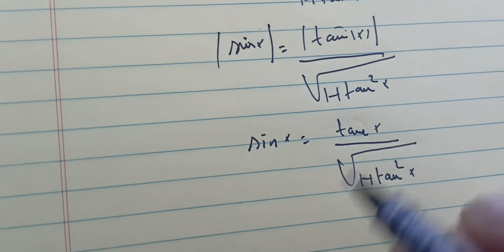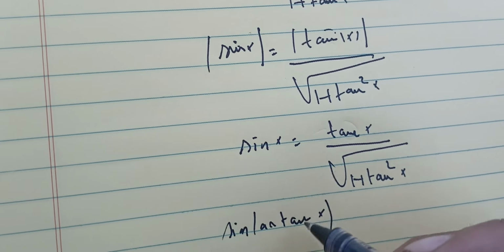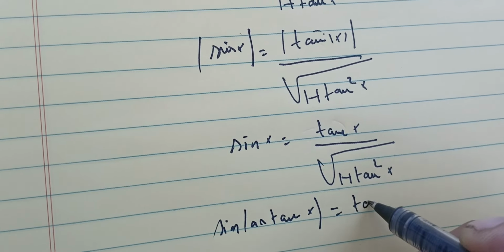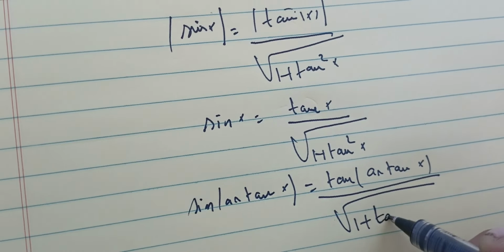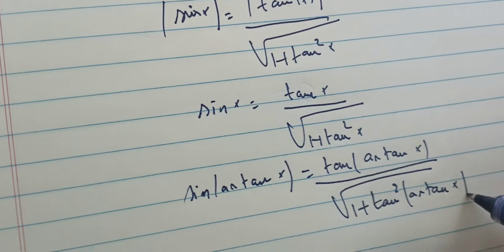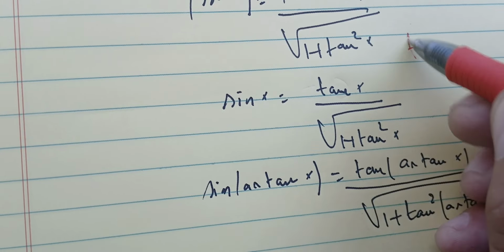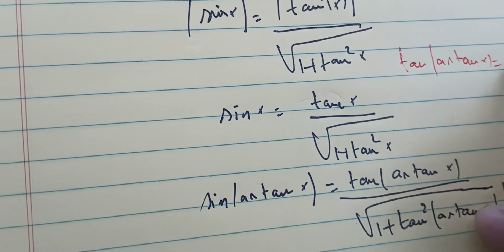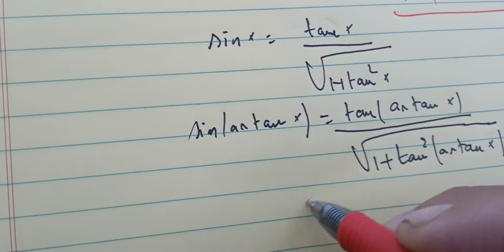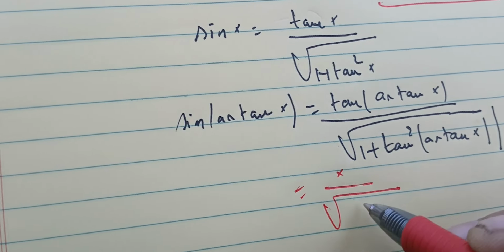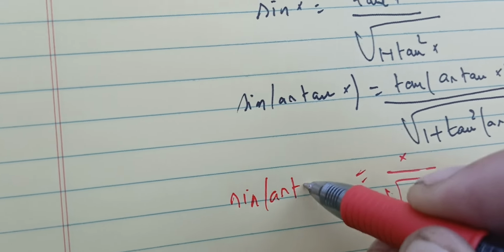And therefore, if we switch back, sine of the arctangent of x, remember that our arctangent is between minus pi over 2 and pi over 2. So here we have tangent of the arctangent of x over the square root of 1 plus tangent squared of the arctangent of x. To conclude, we need one key idea: the tangent of the arctangent of x is always x. So we're going to use that here. This one is x over the square root of 1 plus x squared. And that's what it means for the sine of arctangent of x.